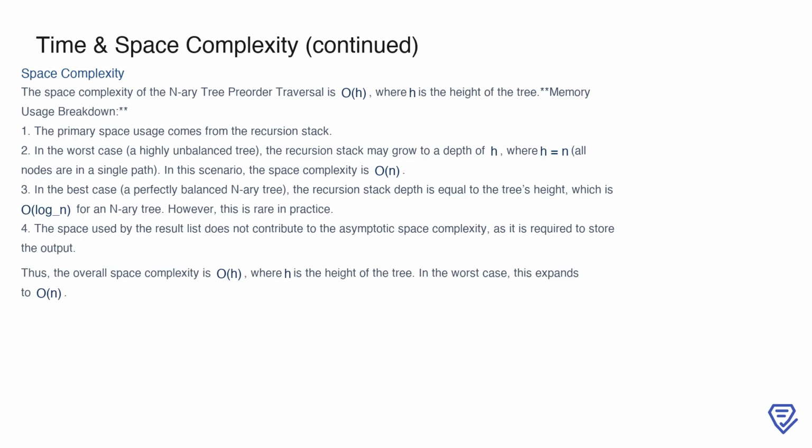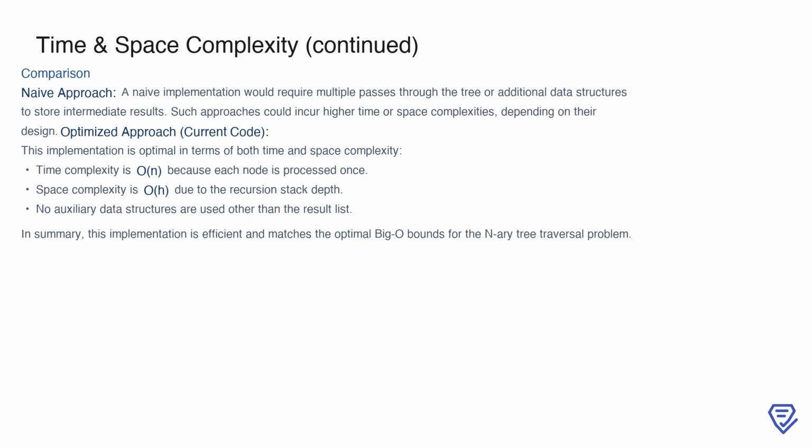Thus, the overall space complexity is determined by the recursion stack, making it O(h), and in the worst case, this expands to O(n). Let's compare this optimized approach to a naive implementation. A less efficient method might require multiple passes through the tree or additional data structures for intermediate storage, which could significantly increase time or space complexity depending on the design.